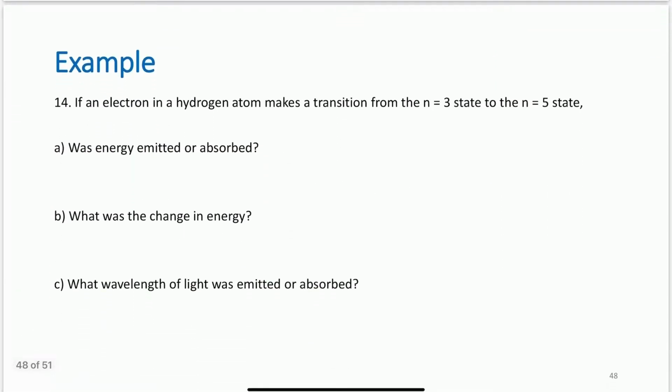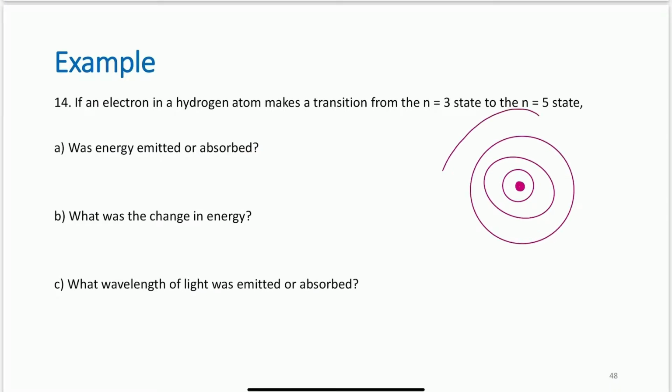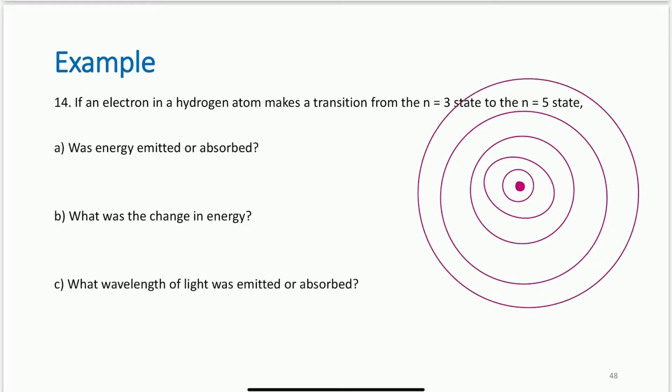Okay. If an electron in a hydrogen atom makes a transition from the n equals 3 to n equals 5 state, can you answer the following questions? Was the energy emitted or absorbed? Well, let's think about what this means. We've got your nucleus here. n equals 1, n equals 2, n equals 3. We'll pretend these are circles. n equals 4, and n equals 5.